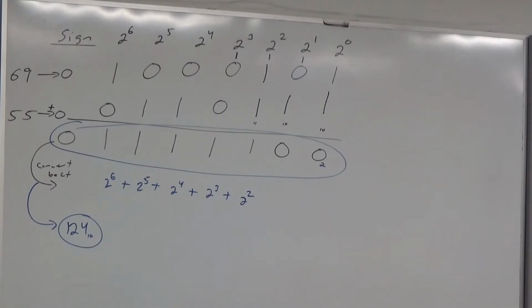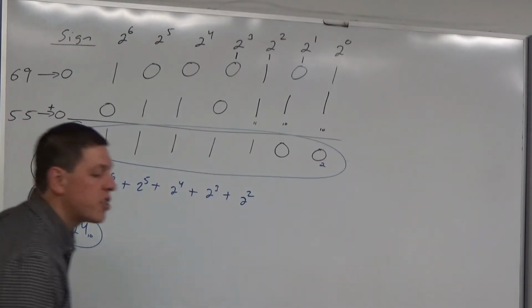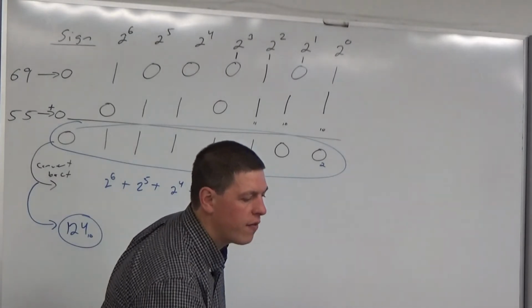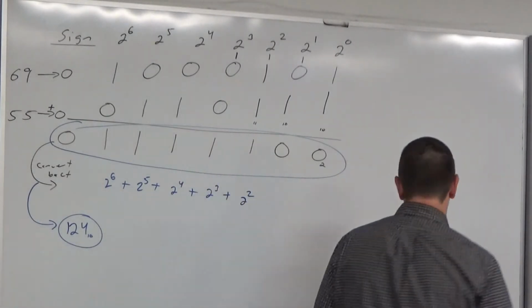Now what happens when we start having some negative numbers? That's where we start having to throw in that 2's complement. So let's take a look at a secondary example. Okay, so we're going to have 53 plus negative 102.